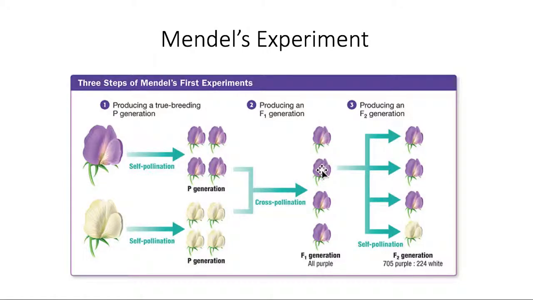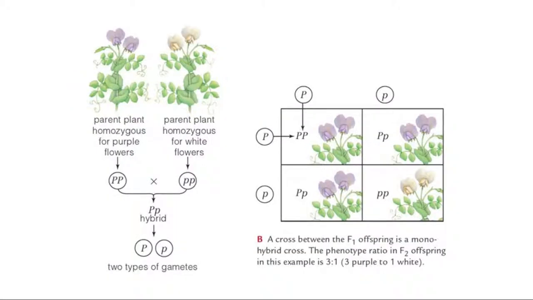And then he took these purple flowers, these hybrid flowers, and self-fertilized them, producing the F2 generation. And in the F2 generation, this white flower showed up again. So let me show you this on another picture. Here are our true breeding purple flowers, our true breeding white flowers. They crossed them with each other to create the hybrid, the big P, little p. And he took two of these heterozygous individuals and crossed them with each other.